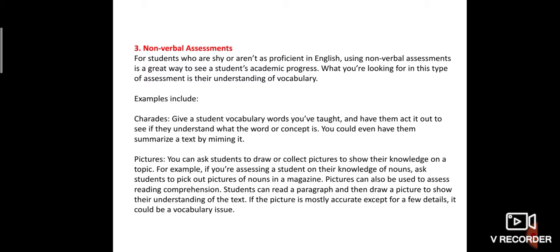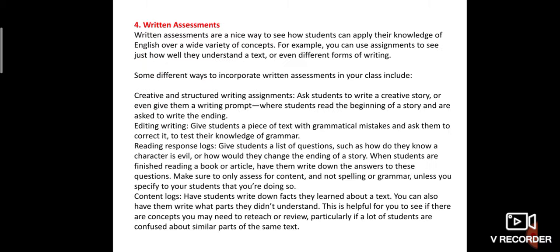So makita mo dito sa drawing kung nakuha ba gid niya ang mga different secret lives ni Walter Mitty, no? Nindot sa na siya nga story. All right, aside from nonverbal assessments, we can of course have writing assessments, and this is also common, no? Written assessments are of course a nice way to see how students can apply their knowledge of English over a wide variety of concepts.